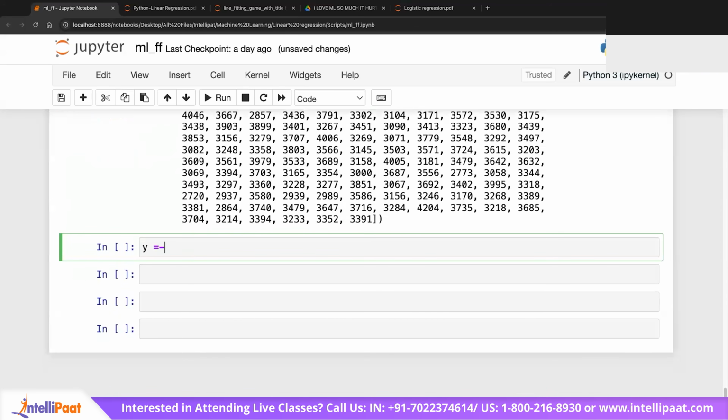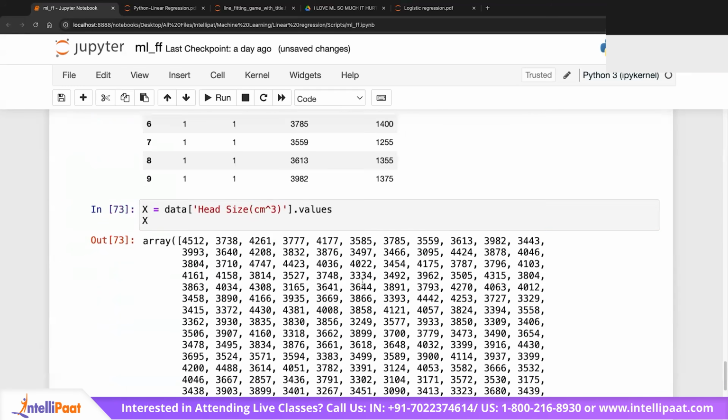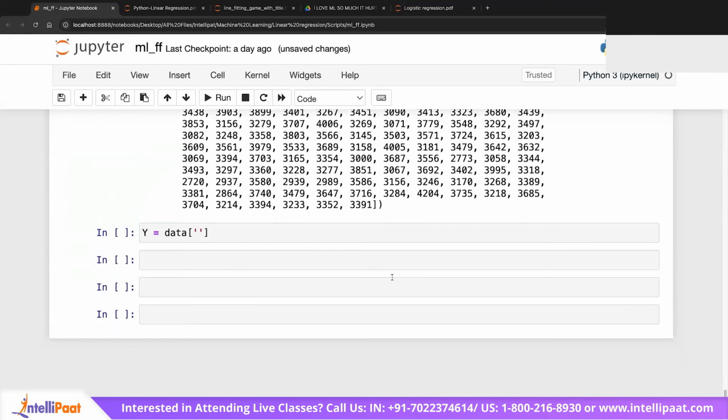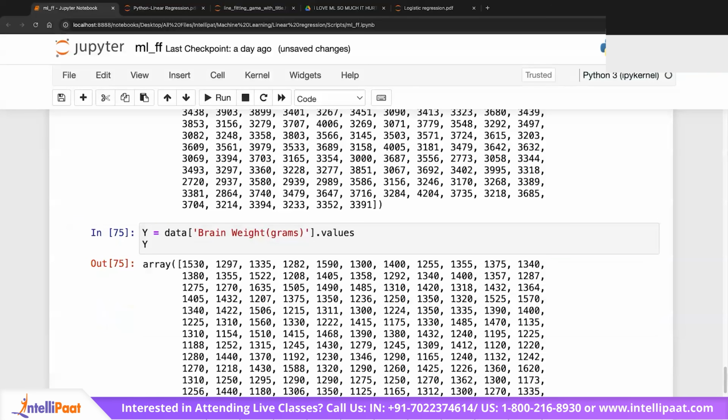What do I do next? I take another variable called y. Which portion of the y do I need to pass? What do I specifically pass inside the y? I pass brain weights. I copy this and I paste it here. Dot values. So what kind of answer did I get? I got all the values of y as an array. Agree or disagree? So have I separated all the values of x and y now?